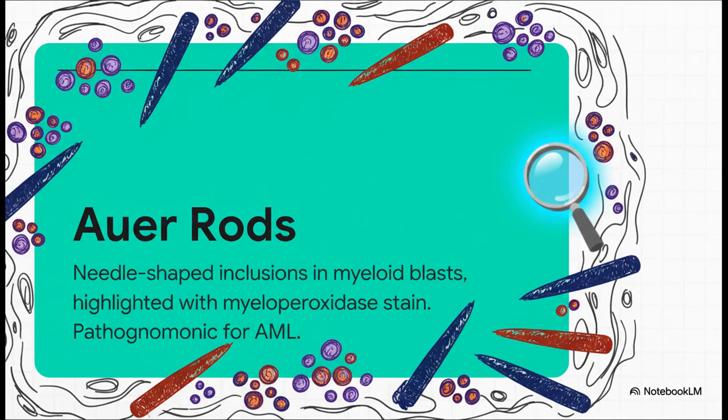So what in the world are Auer rods? Well, they're these really distinctive, needle-like rods that you can see inside the cytoplasm of the leukemic cells. They're basically just clumps of granular material, and if you want to see them really well, you use a myeloperoxidase stain. When you see these, you should be screaming AML, and specifically, you should be thinking APL.